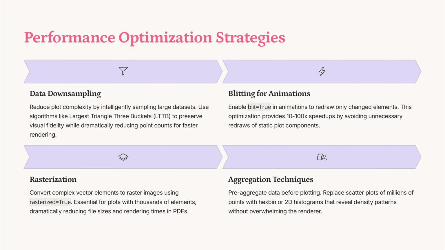Optimize performance by downsampling data with algorithms like Largest Triangle Three Buckets, preserving visual fidelity while reducing point counts. Use blitting in animations to redraw only changed elements, achieving significant speedups. Rasterize complex vectors to reduce file sizes and rendering times. Pre-aggregate data using hexbin or 2D histograms for efficient visualization of large datasets.